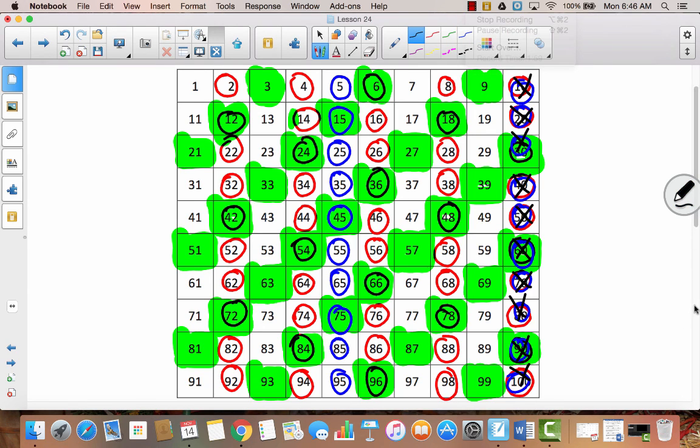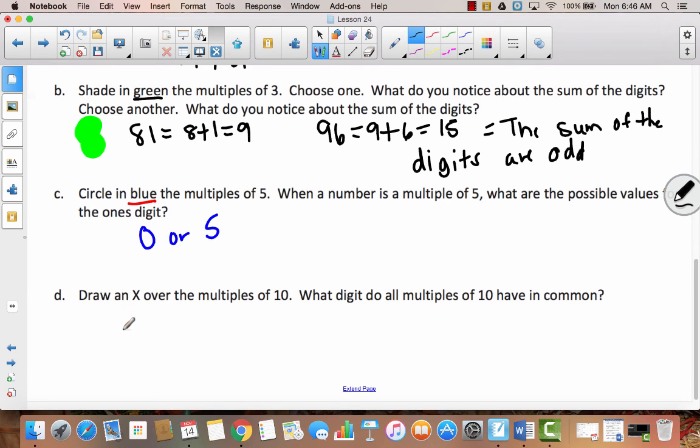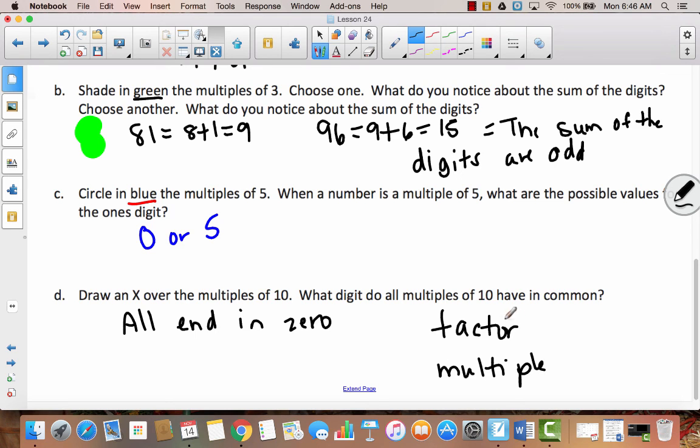All right, so what did you notice about all of the multiples of 10? Well, they all end in 0, right? So, your task is to remember the difference between a factor and a multiple. And we're going to talk about this in class, about how we can tell the difference, how we can keep these two straight in our head, factors and multiples.